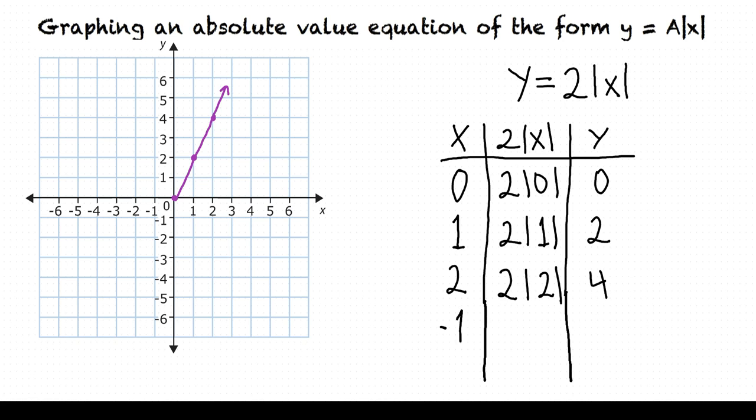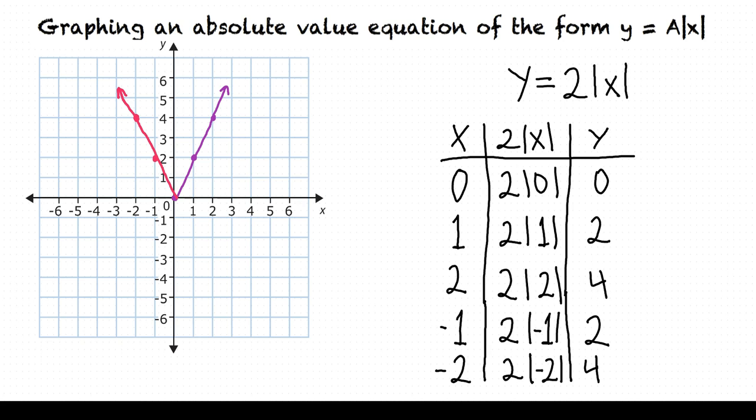If x equals negative 1, then y equals 2 times the absolute value of negative 1, which is 2. This is because the absolute value of negative 1 is positive 1, and 2 times positive 1 is 2. If x equals negative 2, then y equals 2 times the absolute value of negative 2, which equals 2 times positive 2, or 4. Let's plot these points and see how they fit with the rest of our graph. The first point we found was negative 1, 2, and the second point we found was negative 2, 4. These points seem to form a different linear function with a slope of negative 2.